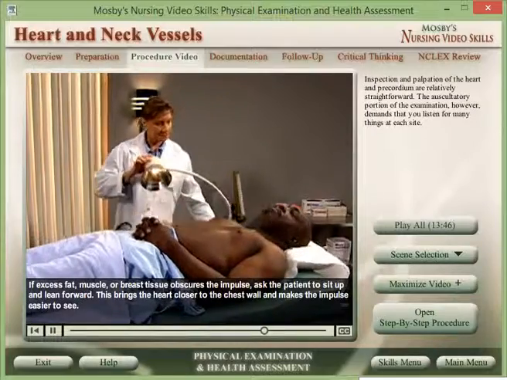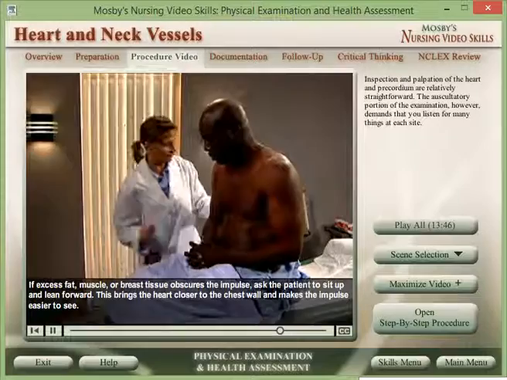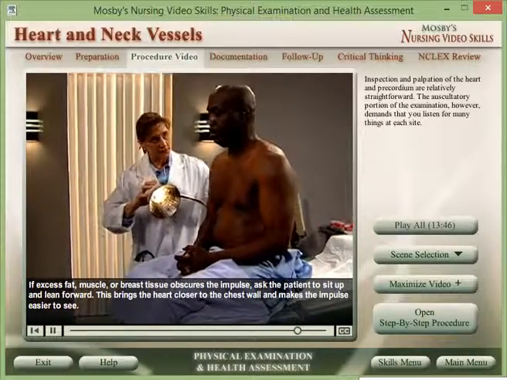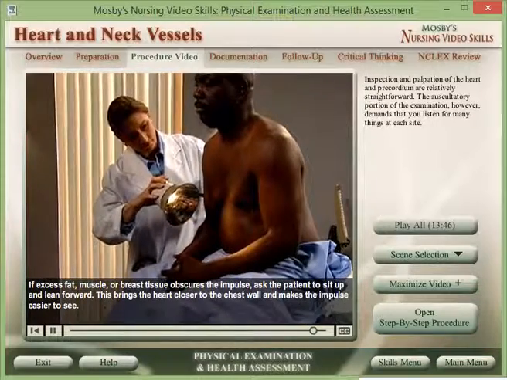If excess fat, muscle, or breast tissue obscures the impulse, ask the patient to sit up and lean forward. This brings the heart closer to the chest wall and makes the impulse easier to see.